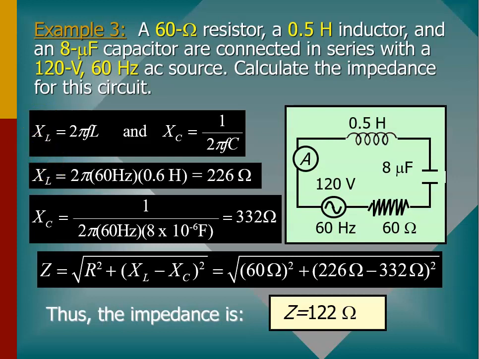Now this is the fourth example of these chapters, and in this chapter you are given the value of resistance, which is 60 ohm, the value of inductance, which is 0.5 Henry, and the value of capacitance with the value of 8 microfarad. Right, so these three instruments were connected to the AC source with the value of V equal to 120 volt and frequency of 60 Hertz. You were asked to find the impedance for this circuit.